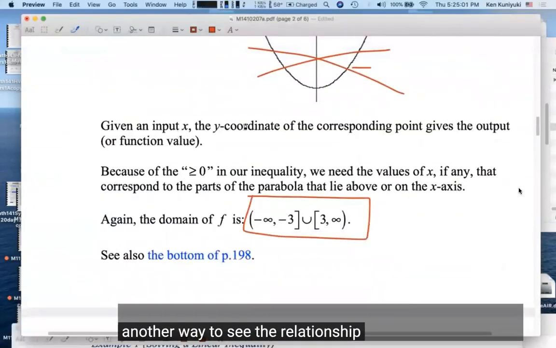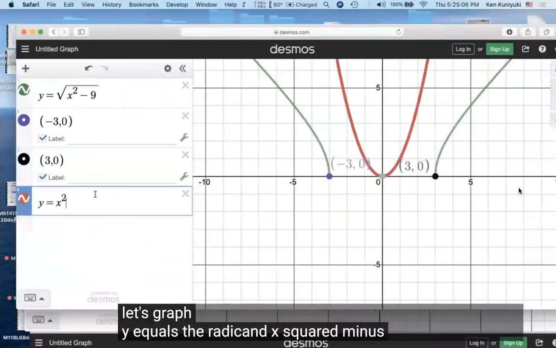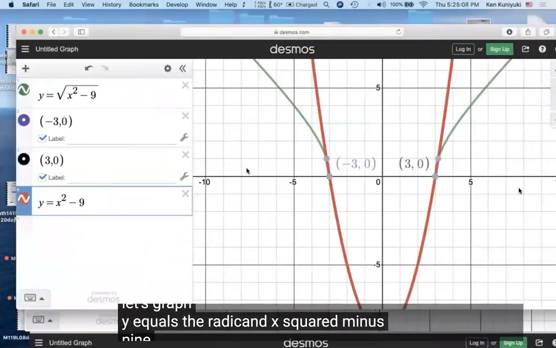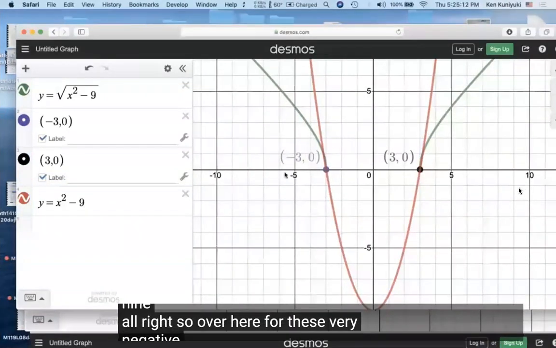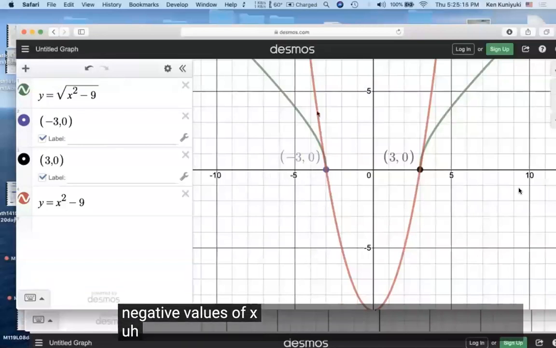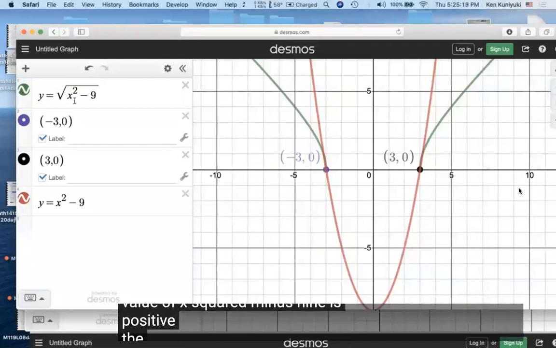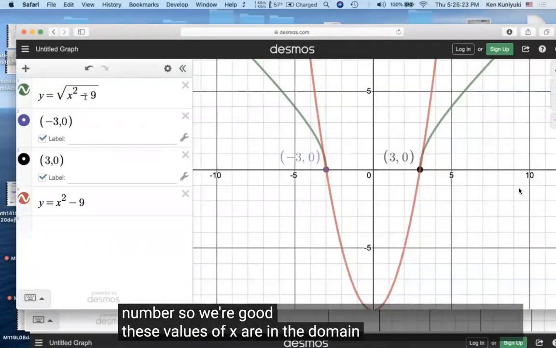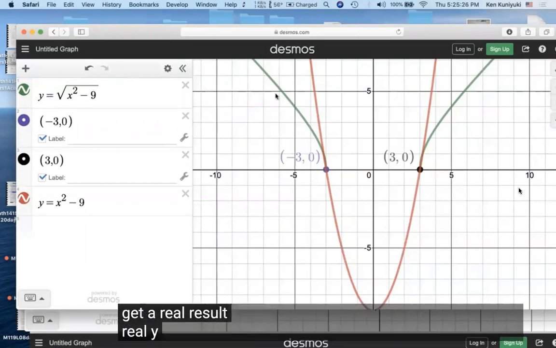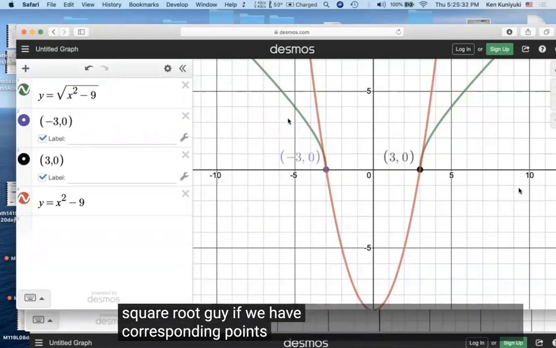Another way to see the relationship, let's graph y equals the radicand, x squared minus 9. All right. So over here, for these very negative values of x, on the red graph, the value of x squared minus 9 is positive. The square root of a positive is a real number, so we're good. These values of x are in the domain. We get a real result. Real y-coordinates on the green graph. Remember, x is in the domain of this square root guy if we have corresponding points on the green graph.